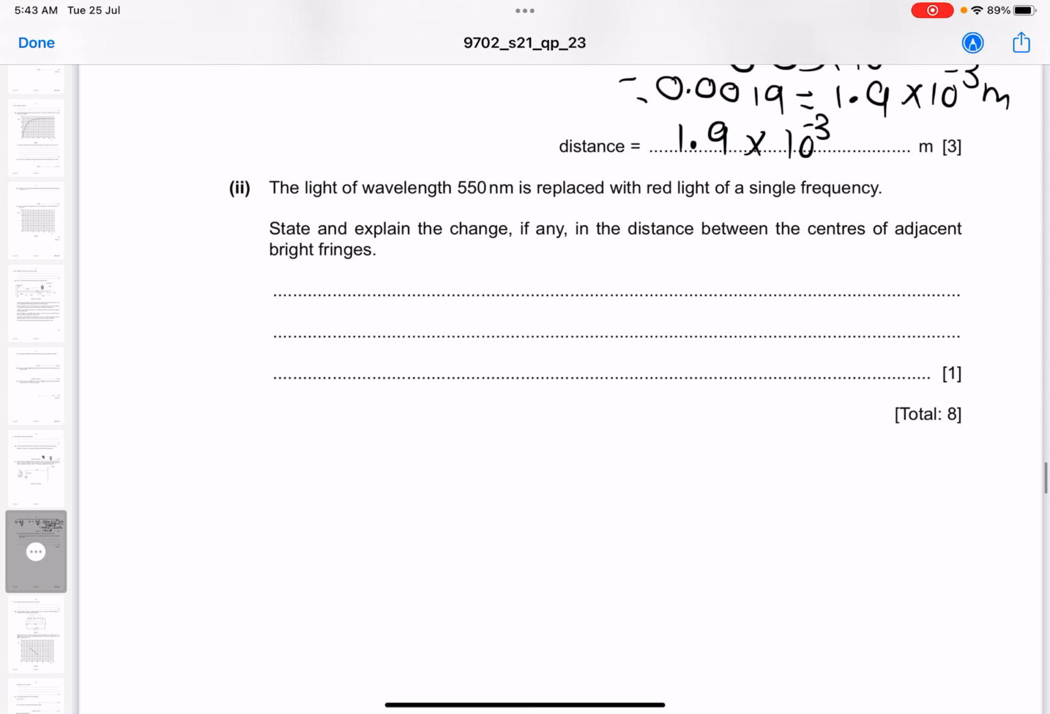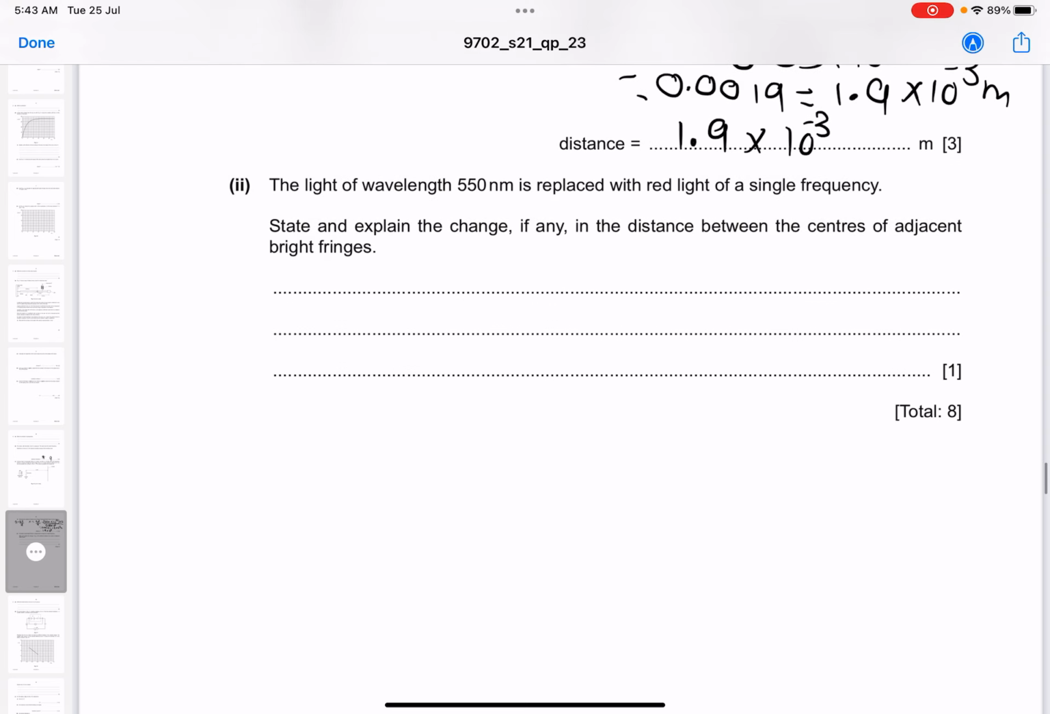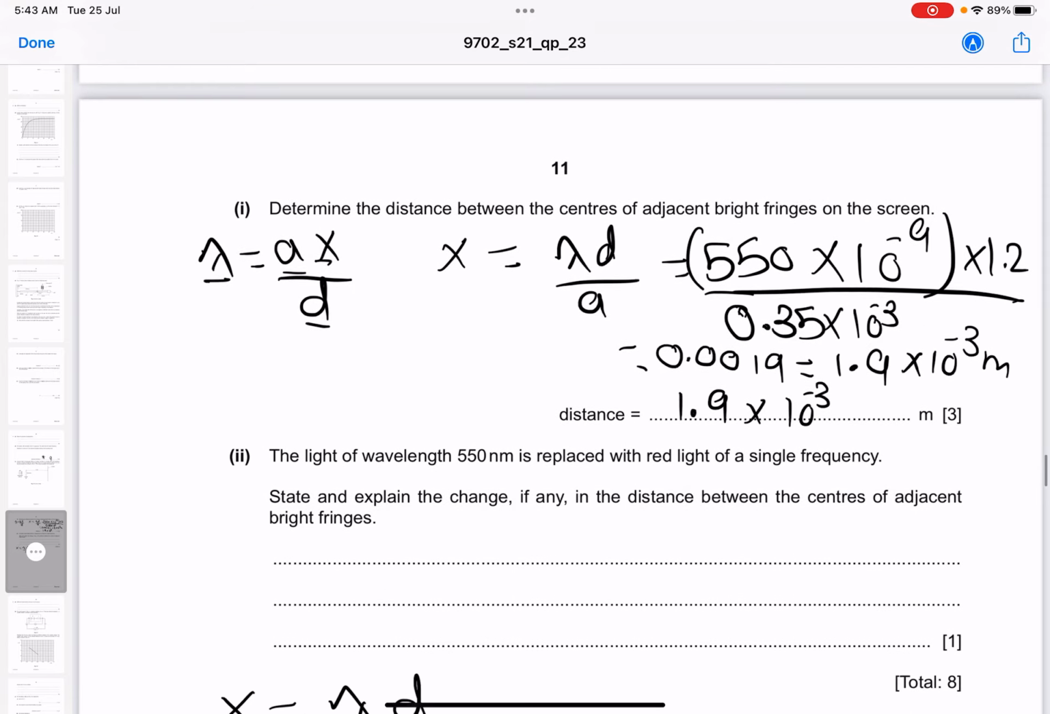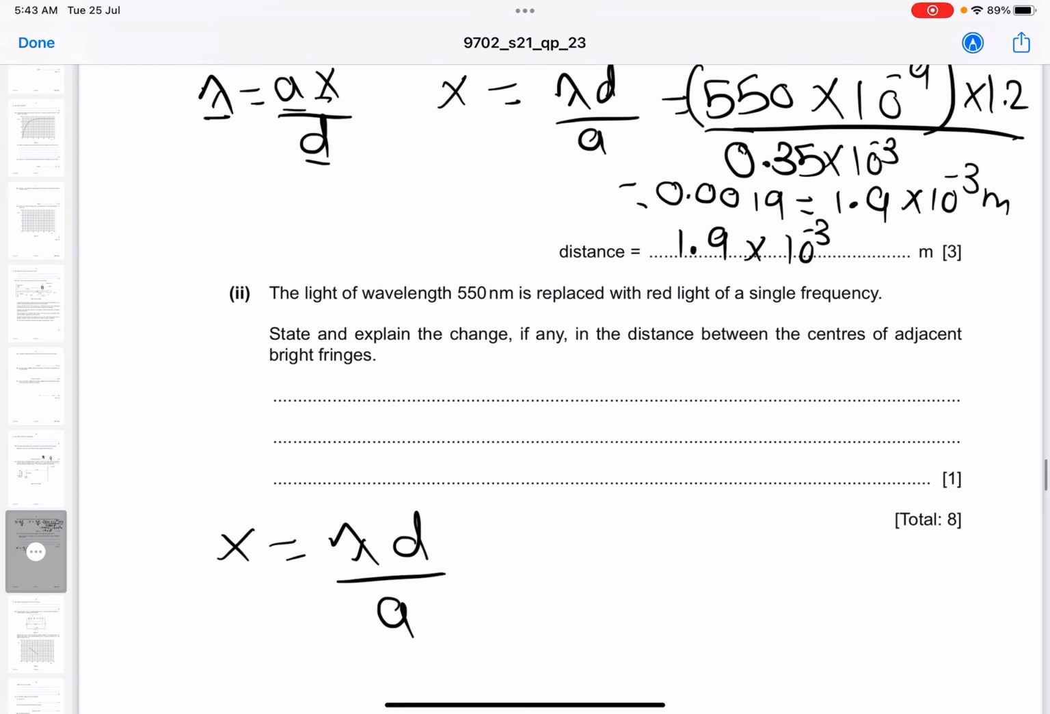The light of wavelength 550 nanometer is replaced with red light of single frequency. State and explain the change, if any, in the distance between the centers of the adjacent bright fringes. Okay, guys, we know that X equals lambda D by a, right? Exactly, X equals lambda D by a.